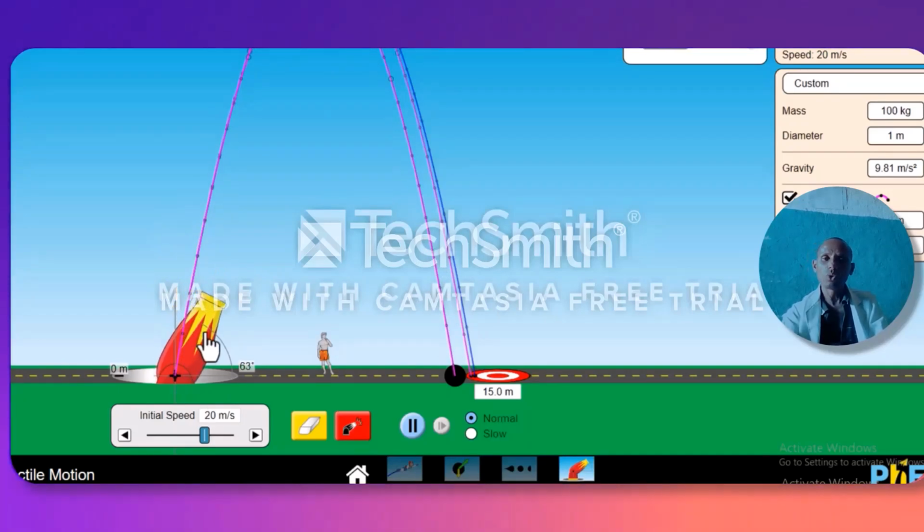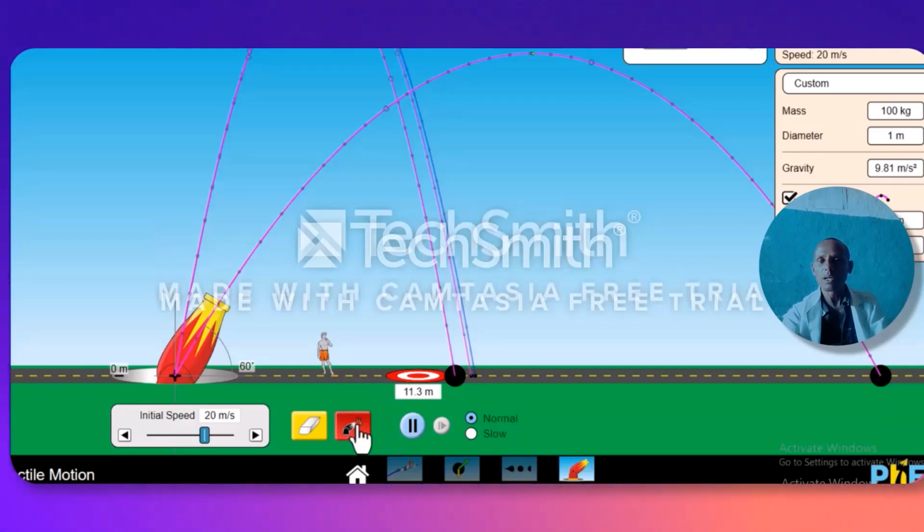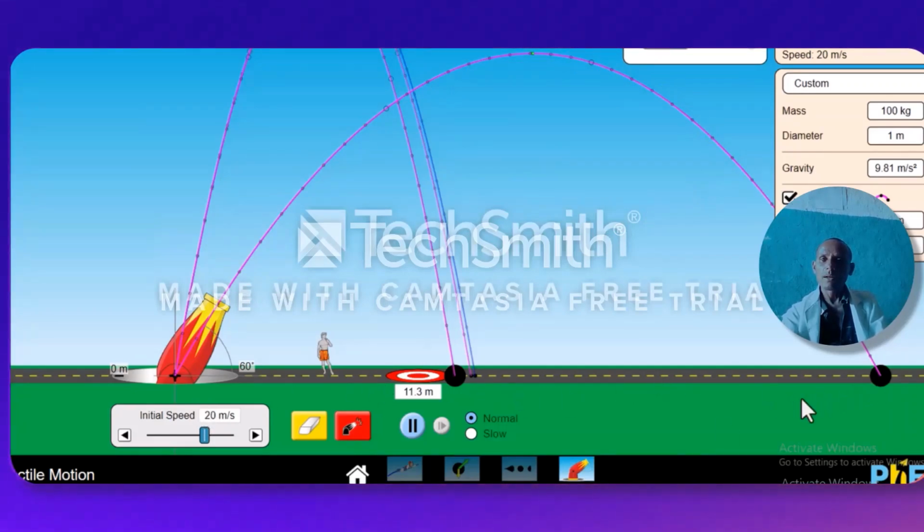Now let's change the angle of projection from 80 to 60, and air resistance is on. Look, when the angle goes from 80 to 60, the trajectory increases by a given value. Amazing, amazing. This is the impact of the angle on projectile motion in the case of air resistance.